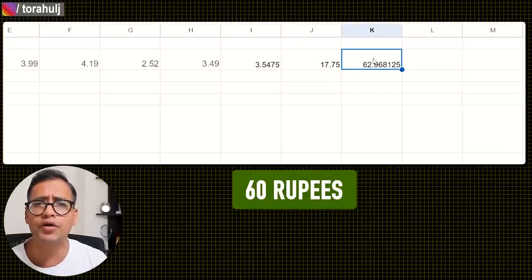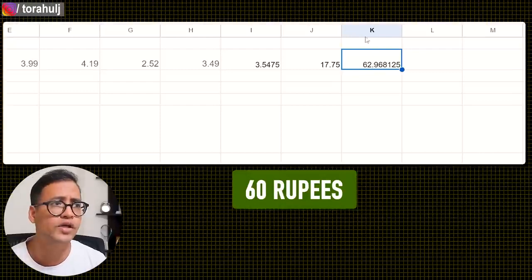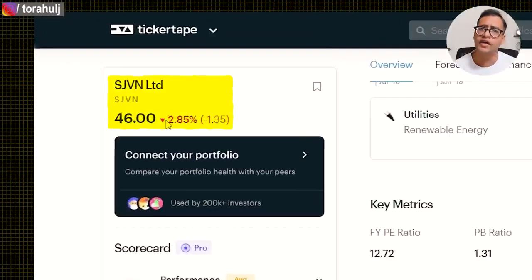And now you might jump to the conclusion that, Rahul, if the fair valuation is 62 rupees, let us go ahead and buy this because it is only trading at 46.